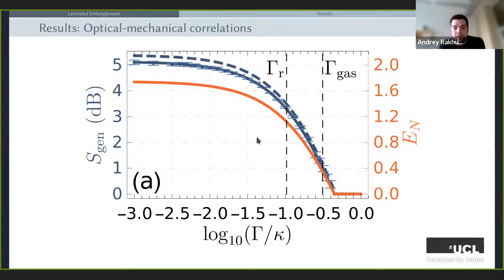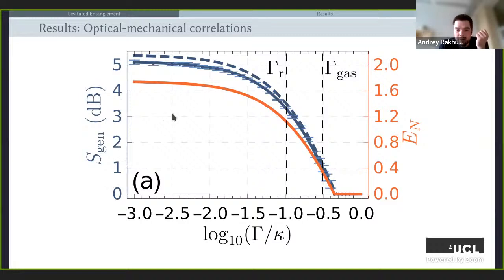So first we evaluate the correlations which are initially generated between the first pulse and the mechanical mode. So we evaluate them by computing independently the logarithmic negativity in the system. This is the red curve, and the two-mode squeezing, which we use as a witness of non-classical correlations.